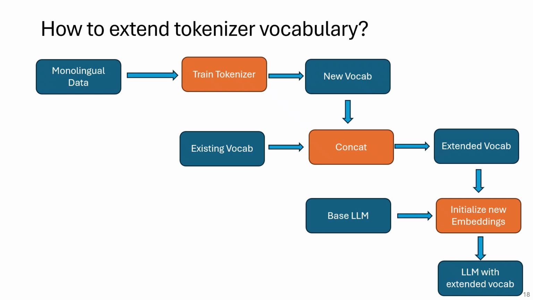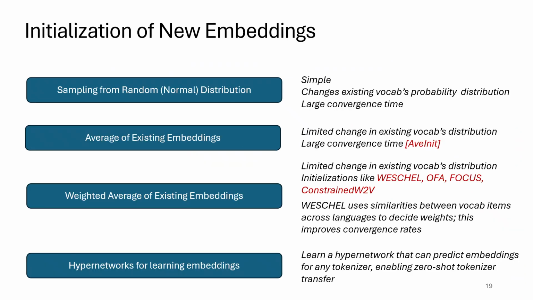Of course, this is just the vocabulary, but then the new vocabulary items also need to have embeddings. So you need to initialize the embeddings for the new tokens. Once that is done, we can have a base LLM which is adapted to have new tokens and their corresponding new embeddings. And this is the starting point for building up our new extended multilingual language model. But now how do we do these steps? Particularly, how do we initialize the new embeddings? There are a bunch of methods to do that.